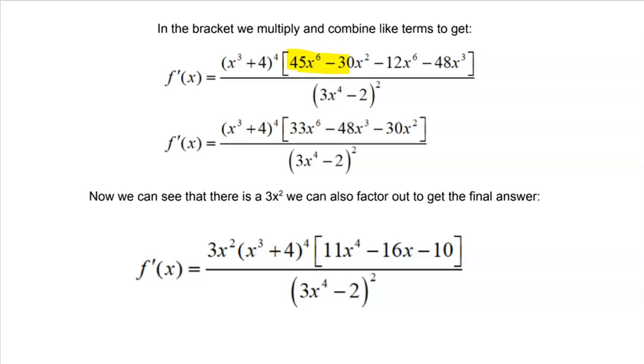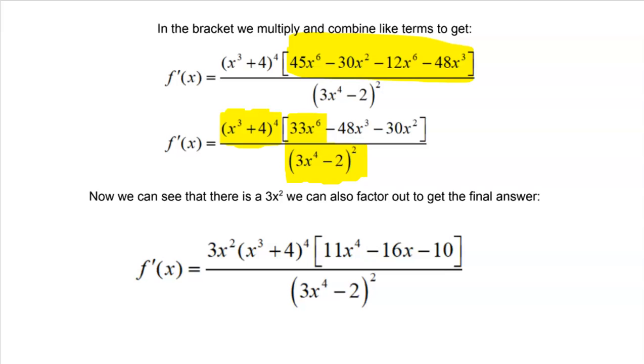And then I have this inside portion right here that has a couple like terms. The 45x to the 6 and the negative 12x to the 6 can be combined. That's how I got 33x to the 6, minus 48x cubed minus 30x squared. And then here is that portion that I factored out in front. And then, oh yeah, don't forget about that denominator, 3x plus 3x raised to the 4th minus 2, all squared.